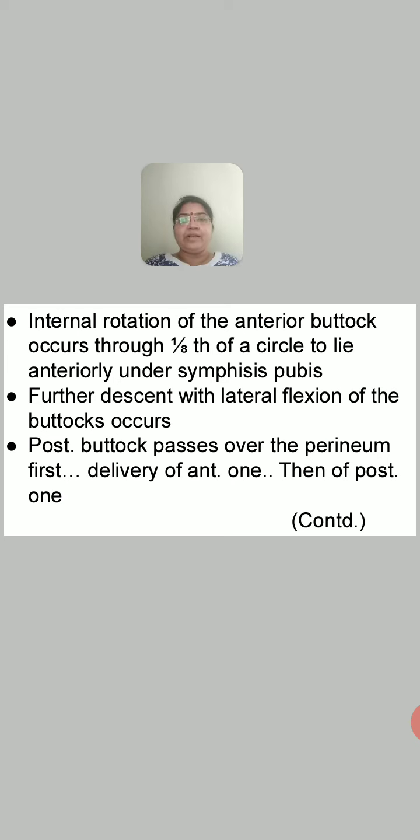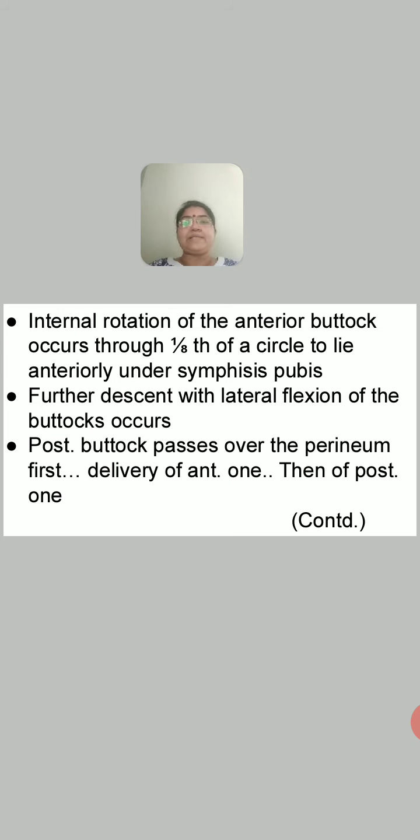Then internal rotation occurs. Internal rotation of the anterior buttock occurs through 1/8 of a circle, so that the anterior buttock lies under the pubic arch or under the symphysis pubis. Further descent with lateral flexion of the buttocks occurs.